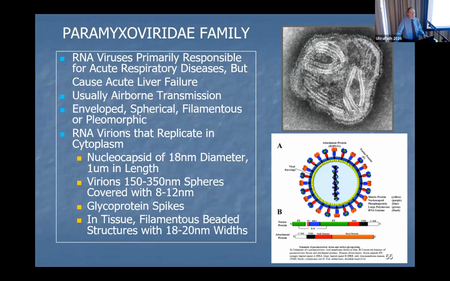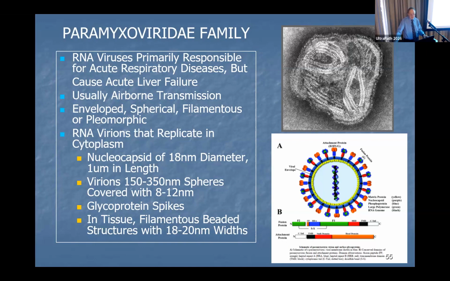And over time, we were actually able to put this into the paramyxovirus family, based upon repeating the PCR and being more concentrated towards that. So this is a fairly large family. It's an RNA virus. That's why you see it in the cytoplasm, not in the nucleus. It's responsible for acute respiratory disease in general.